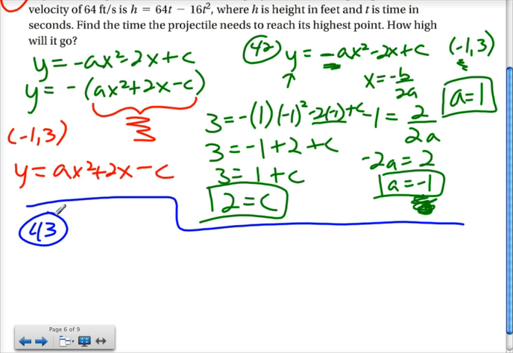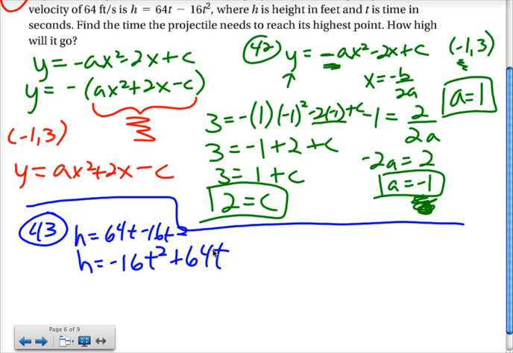Number 43 says we're talking about the motion that we have a projectile, something being fired straight up at an initial velocity of 64 feet per second. So h is 64t minus 16t squared. And right away I notice that is not in standard form. So I'm going to go ahead and reverse that.